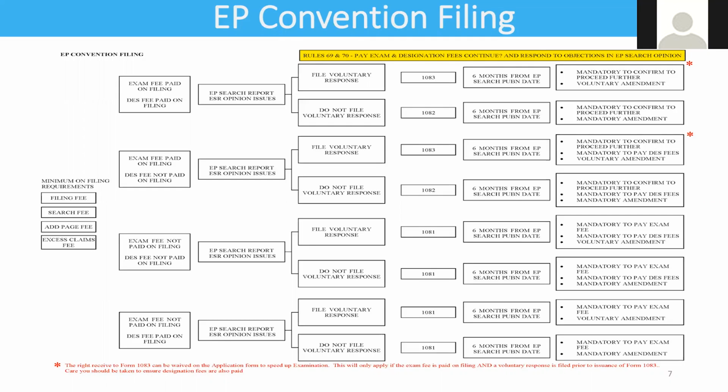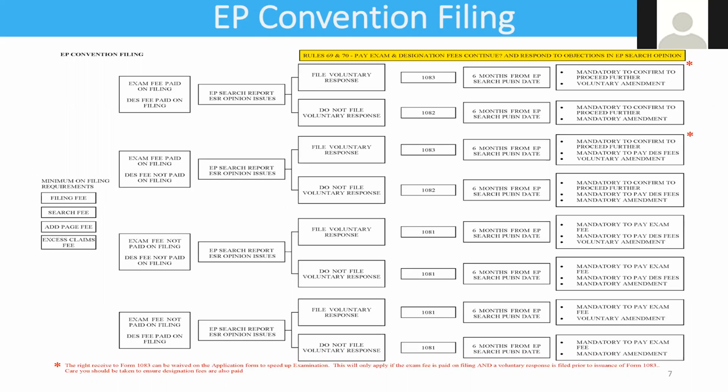Then the next block to the right of that shows that the search report issues, and after that the applicant has the option to file a voluntary response. Then the search report itself publishes, and the notification of the publication of the search report is on forms either 1081, 1082, or 1083, depending on the scenario that you are looking at.